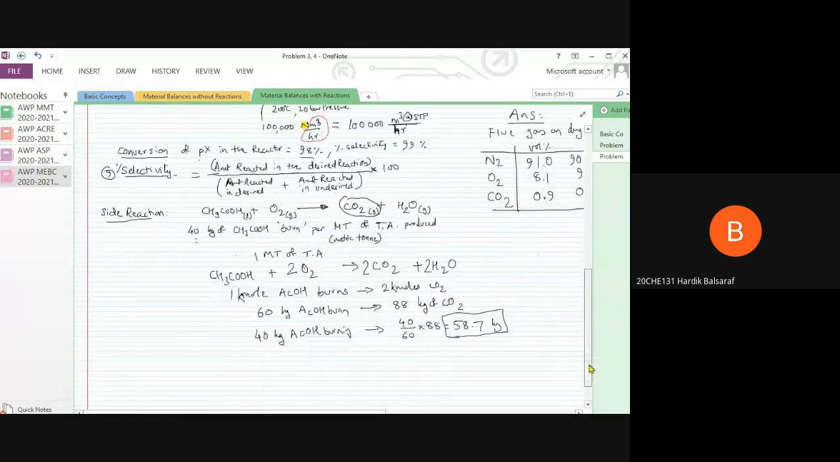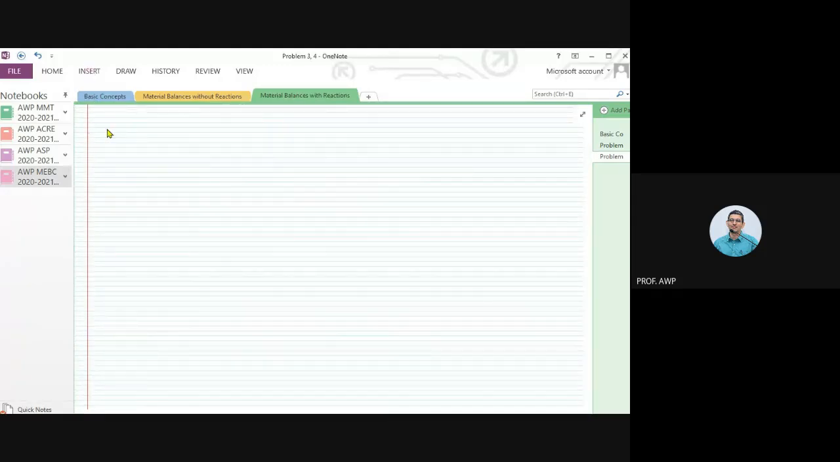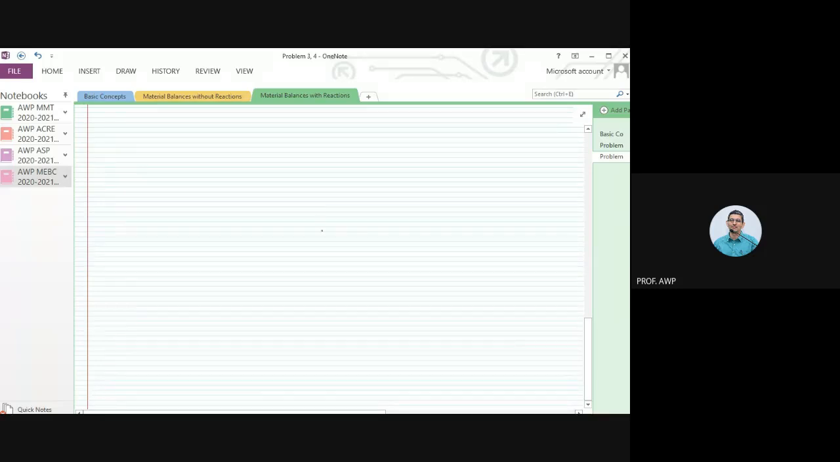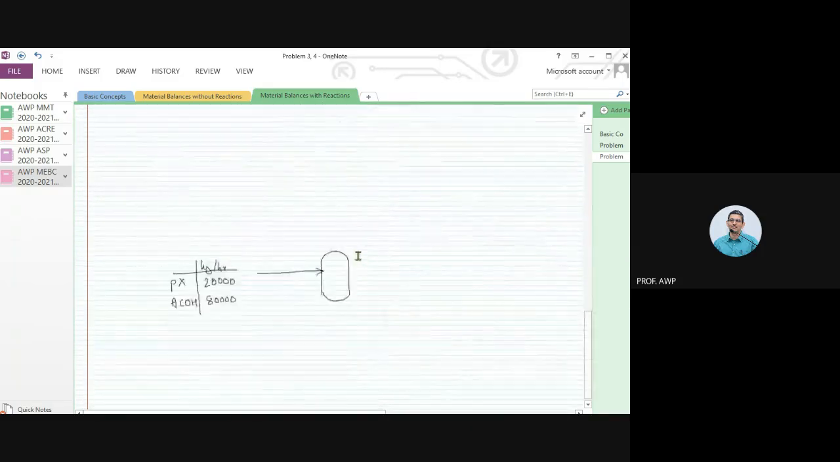Okay, so let us start solving. So how are we going to solve? We are going to look at all the quantities and compositions in the reactor, coming in and going out of the reactor. We are going to write everything by means of tables. So we have paraxylene coming in, we have acetic acid coming in in terms of kgs per hour. This would be 20,000 kgs per hour, and this would be 80,000 kgs per hour, right? That's what we have, 80 tons and 20 tons.